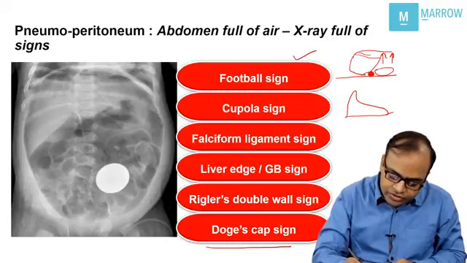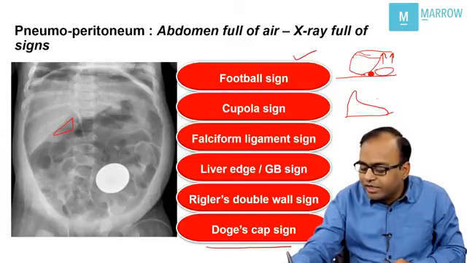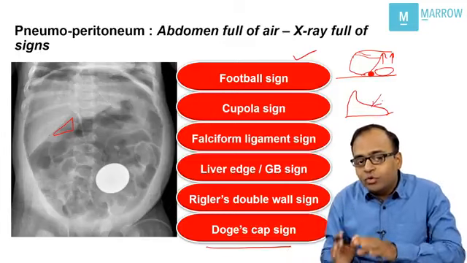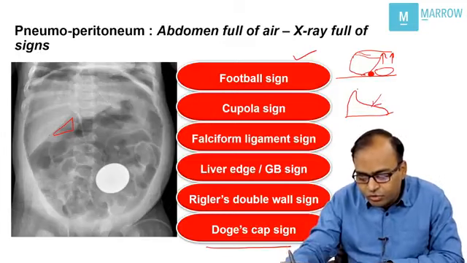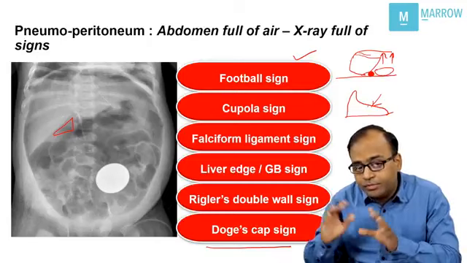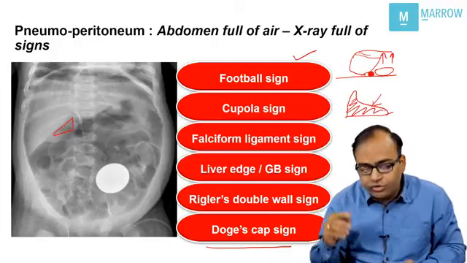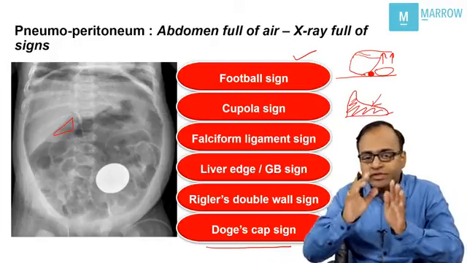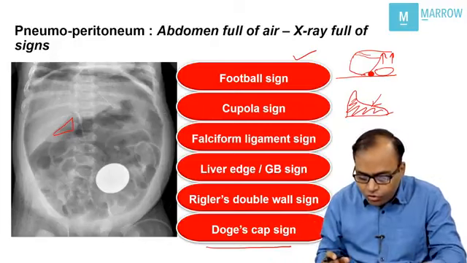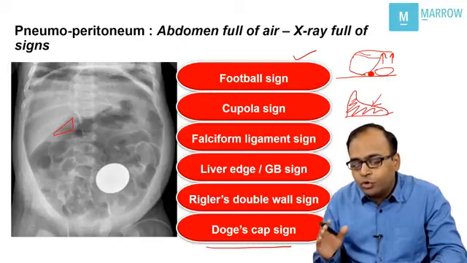So if you see here, this triangular lucency that we are able to see is actually trapped air in the Morrison's pouch. This creates a triangular lucency, a triangular shaped black appearance like this. This is what is called the Doge's cap sign. So these are various peculiar signs that we can see on an X-ray of the supine abdomen in pneumoperitoneum.